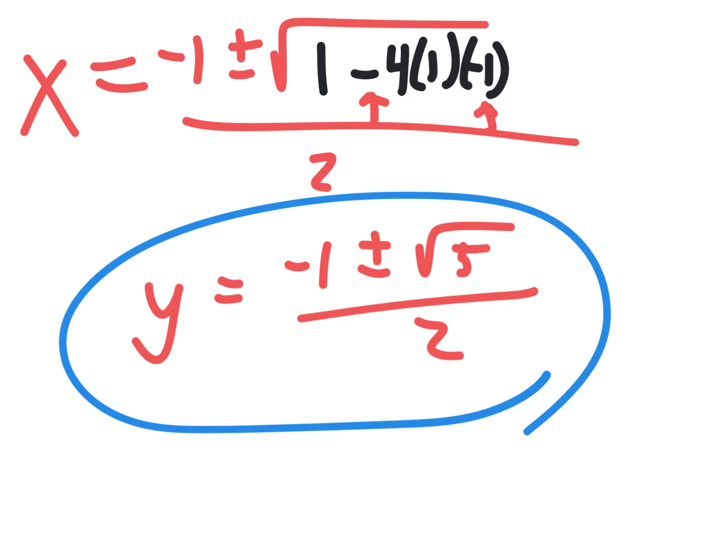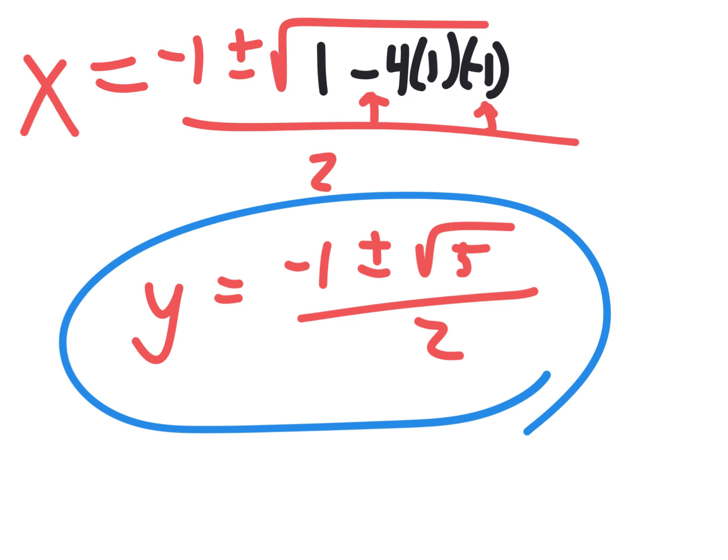Is that imaginary? Just because it's weird looking doesn't mean it's imaginary. What would have had to have been there to be imaginary? A negative under the root. If it was square root of negative 5, now that would be imaginary.